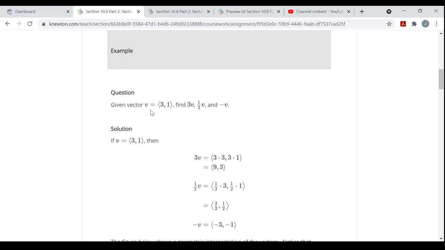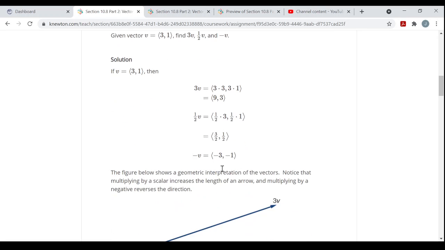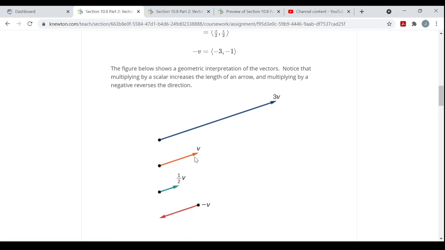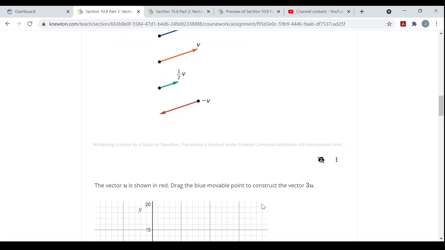If the vector v were the vector 3, 1, 3 times v would have components 9, 3. Half of v would have components 3 halves, 1 half. Negative 1 times v would have components negative 3, negative 1. And here are the drawings. If this were v, 3v is just 3 times the length, but pointing in the same direction. Half of v is half the length, pointing in the same direction. Negative 1v is the same length, just pointing in the opposite direction. And it's really that simple.